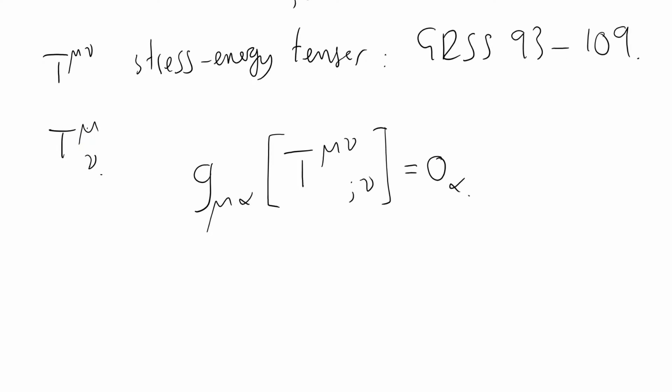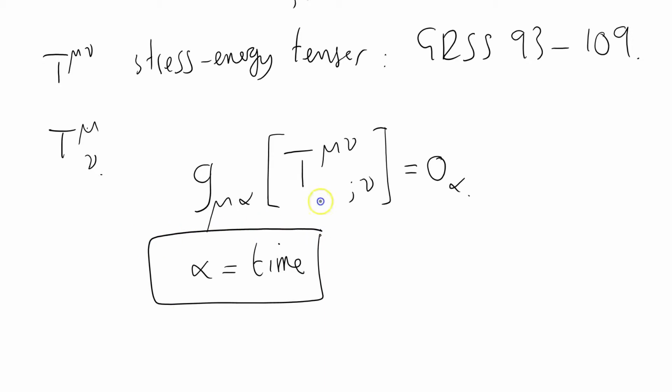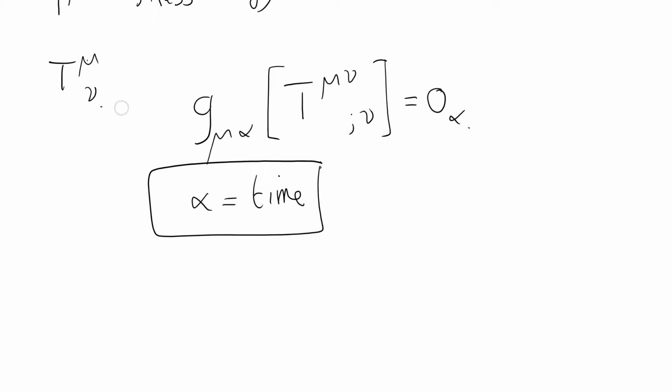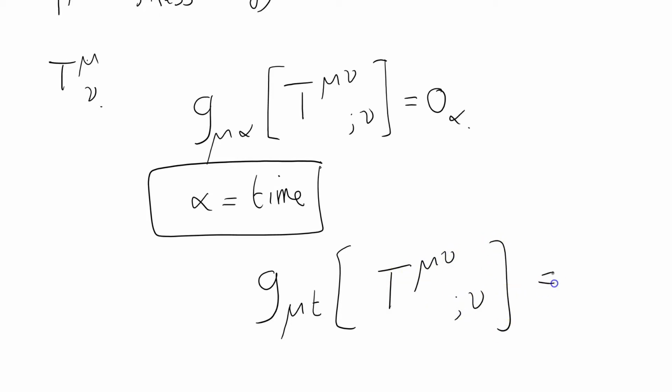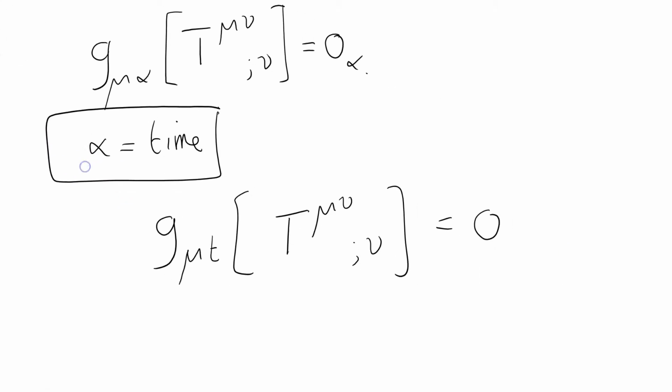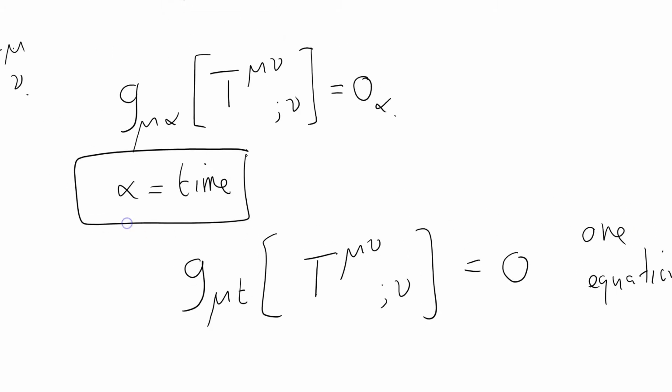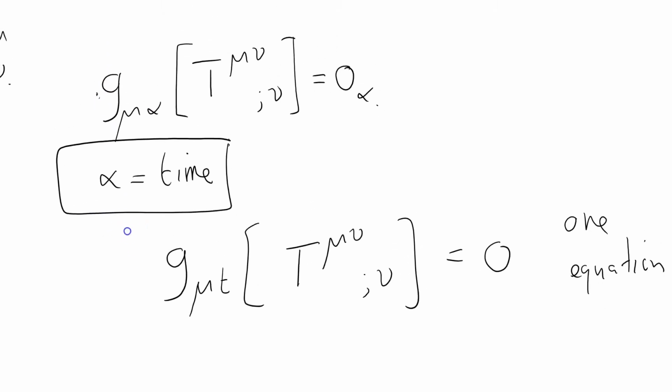Okay, so what do I want to do now? I want to consider alpha equals the time component. So we've got four equations here, but I'm only interested in one of them. I'm interested in the time evolution. So what that tells me is I've got g mu 0 times T mu nu semicolon nu equals 0. That's just a single equation. All I've done is single out the time equation from this genuine tensor equation here.